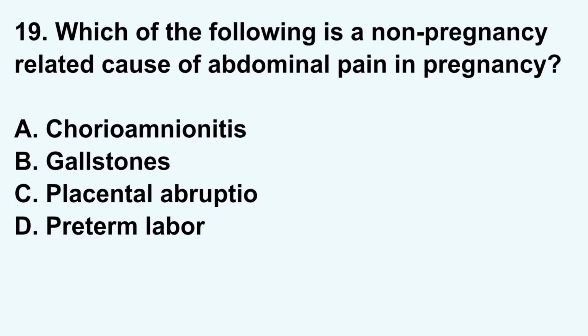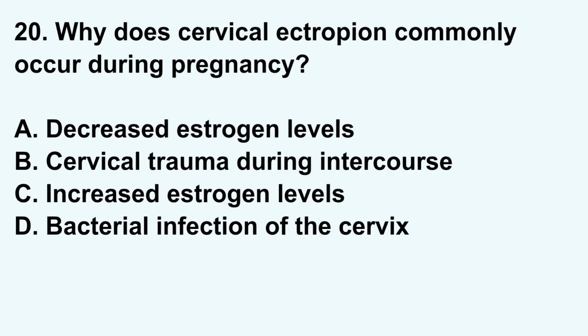Which of the following is a non-pregnancy related cause of abdominal pain in pregnancy? A. Chorioamnionitis. B. Gallstones. C. Placental abruptio. D. Preterm labor. Correct answer, B. Gallstones.